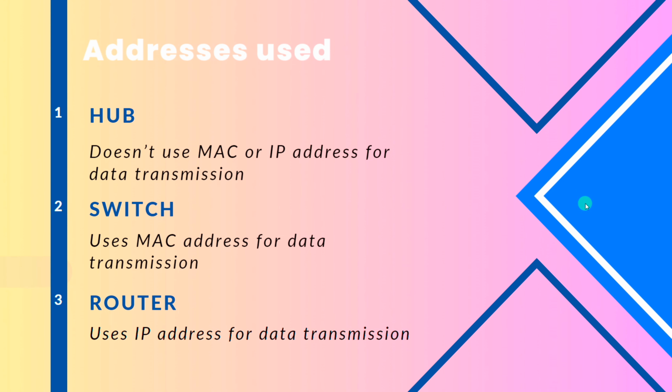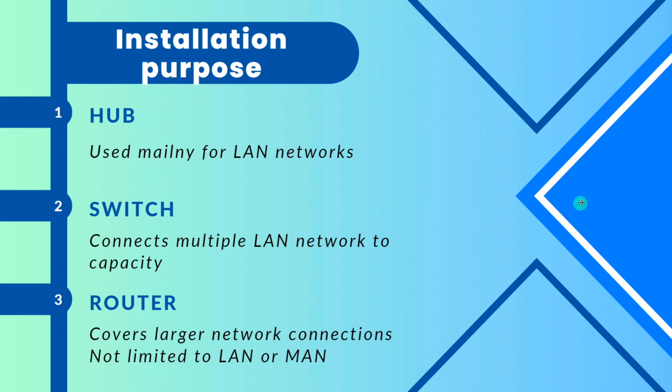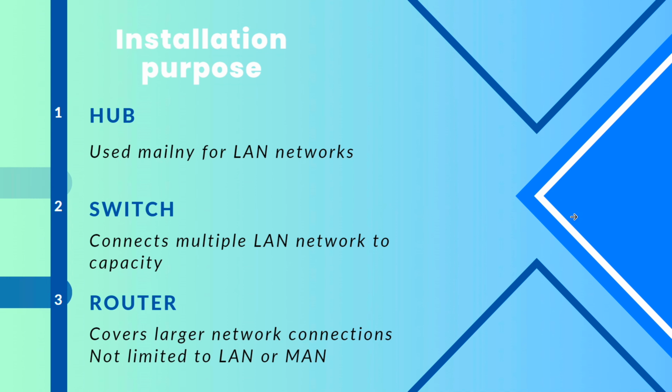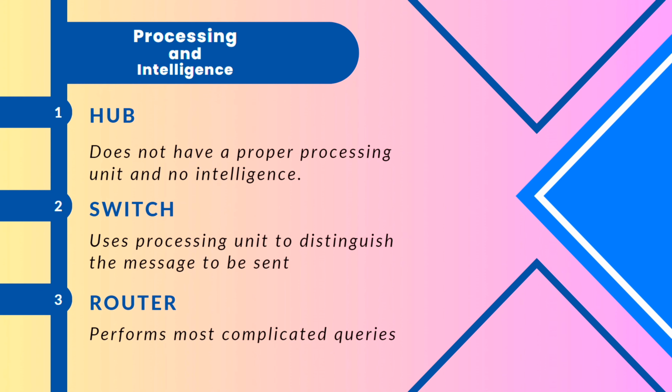Next, we will differentiate them on the basis of installation purpose. The hub is mainly used for LAN networks. LAN, which is the local area network. The switch connects multiple LAN networks to capacity, and the router covers much larger connections, not limited to LAN or MAN. Going ahead, differentiation on the basis of processing and intelligence.